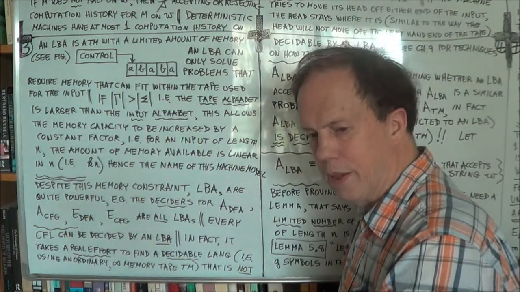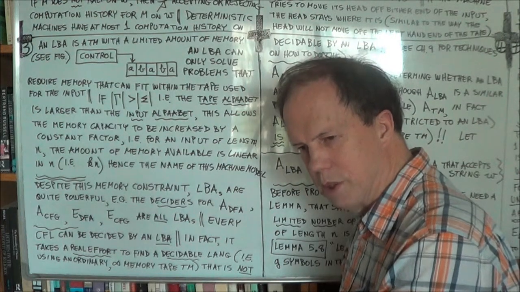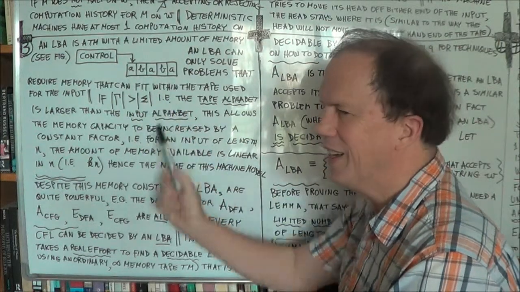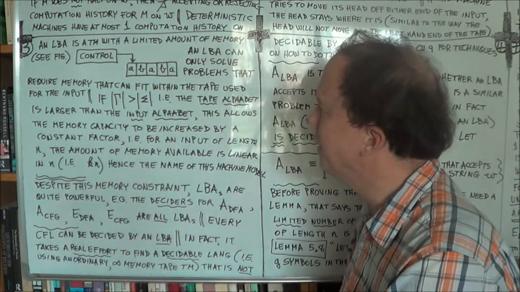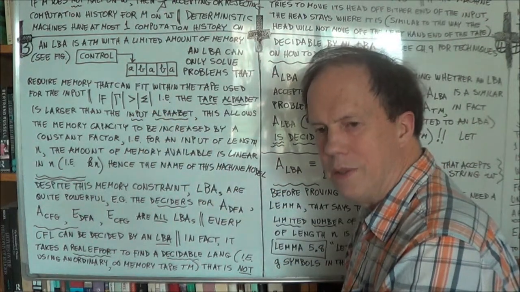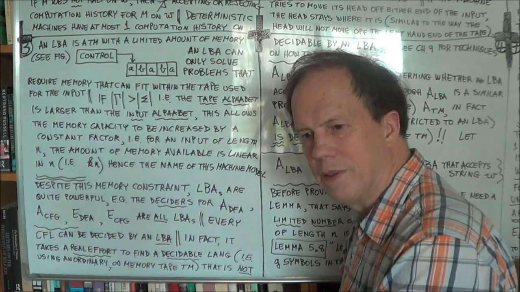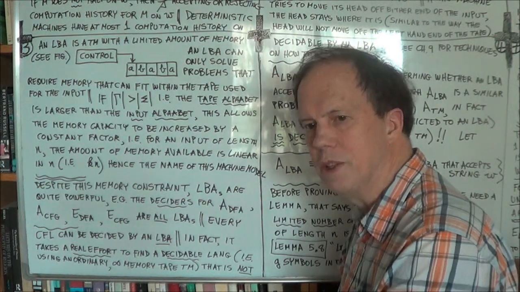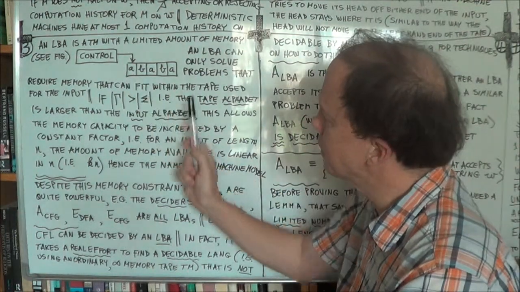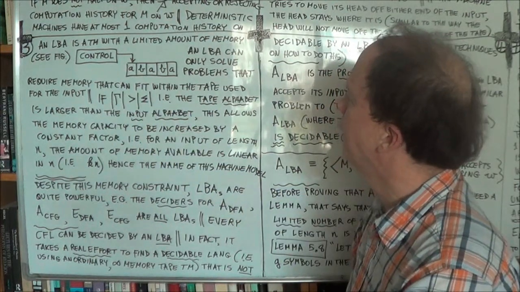Whereas an LBA, a linear bounded automaton, its tape effectively is finite, right? Of length n, and that n is dictated by the length of your initial input string, w. So in this case, it's just five symbols on the tape.